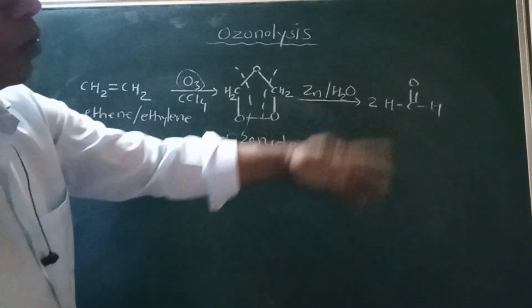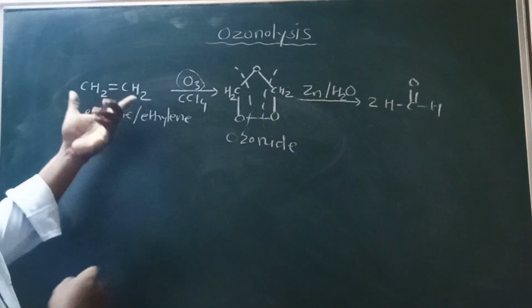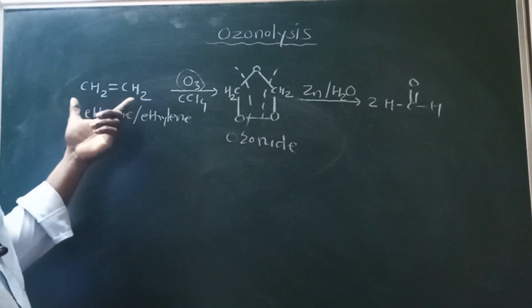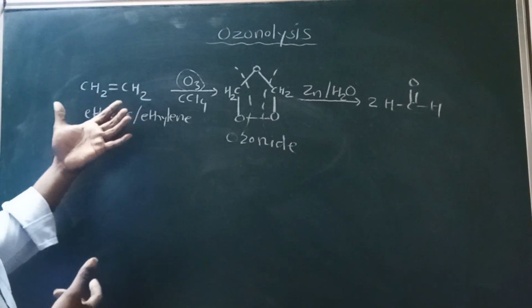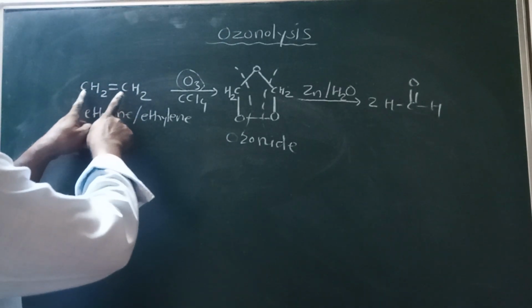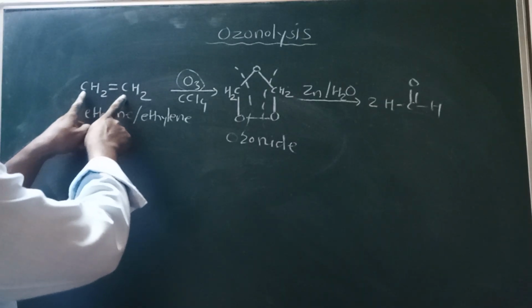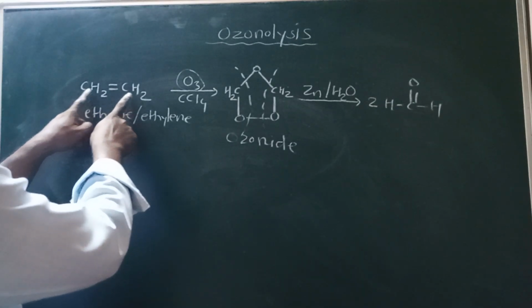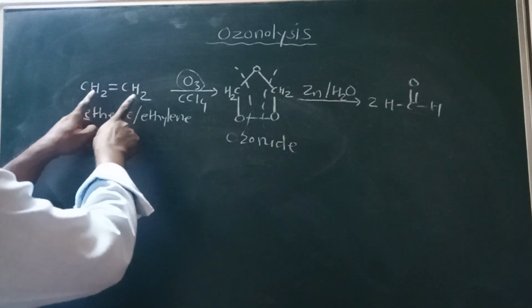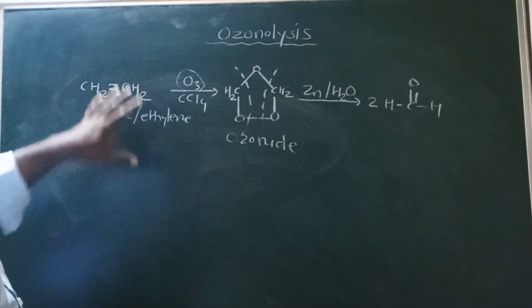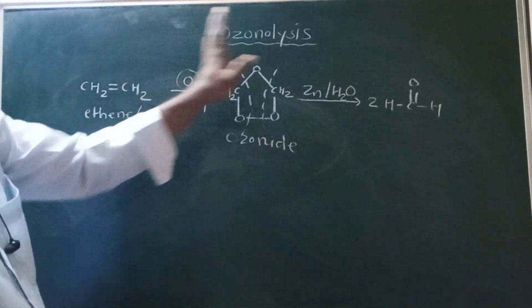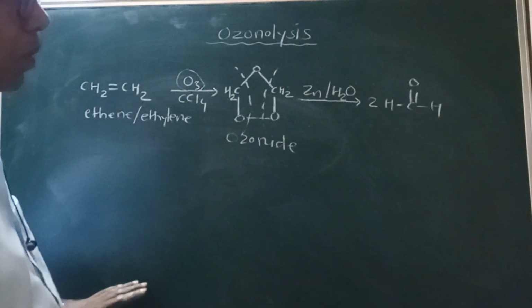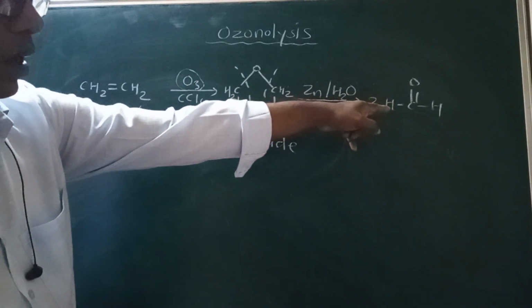Now, why are we getting two molecules of the same aldehyde? Because our alkene is a symmetrical alkene, right? How to identify whether the given alkene is symmetrical or unsymmetrical? Check the substituents present on the two unsaturated carbons. Here, both carbons carry two hydrogen atoms, meaning this alkene is symmetrical. So if the alkene is symmetrical, we'll get two molecules of the same carbonyl compound, and here the carbonyl compound is formaldehyde.